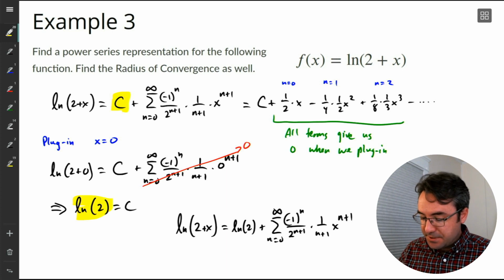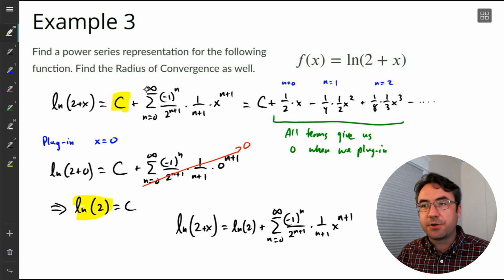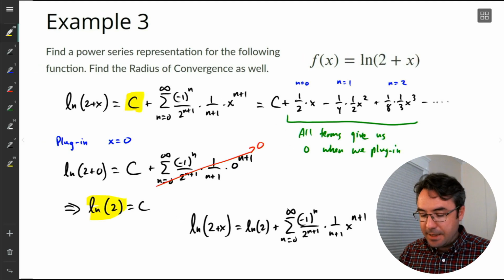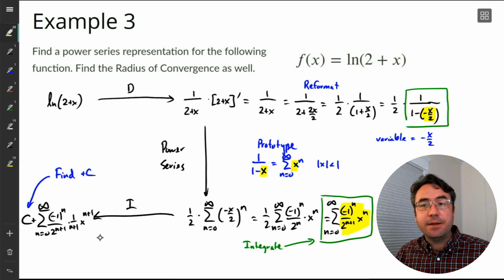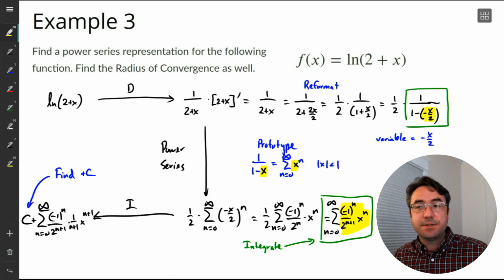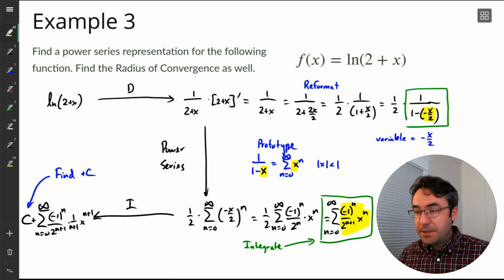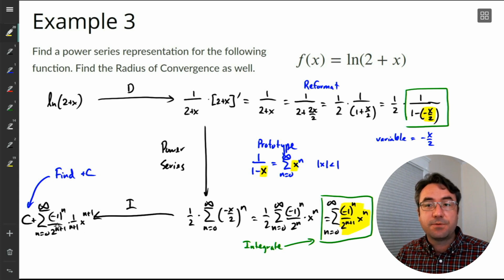All right, so let's find the radius of convergence. And we know when we differentiate and when we integrate, the radius of convergence stays the same. So let's look at this power series that we started with. We started with this sum from n equals 0 to infinity of -x over 2 raised to the n. Let's figure out what the radius of convergence is for that. And then the radius of convergence for the one we're actually interested in is going to be the same.